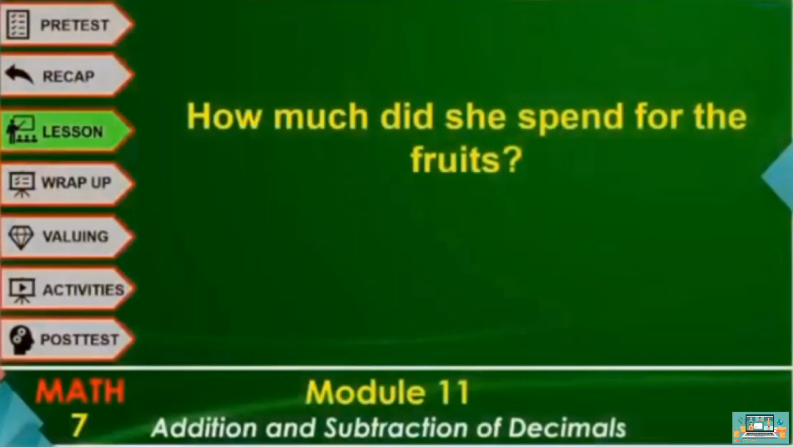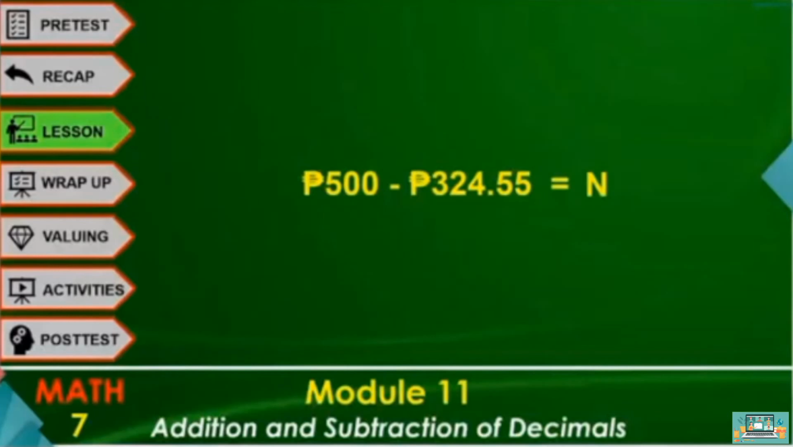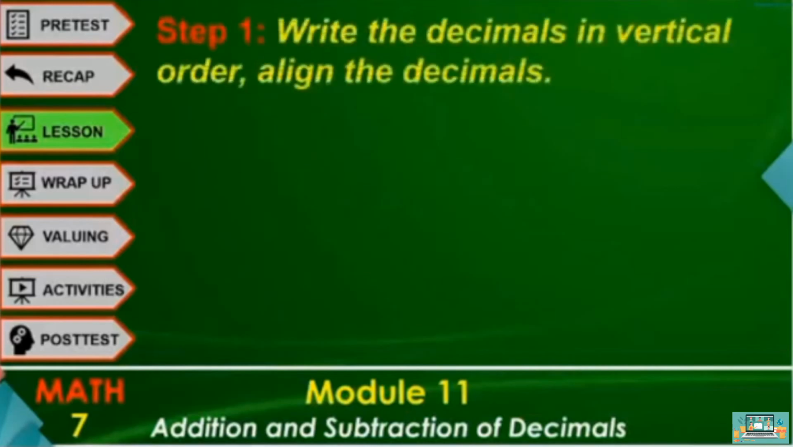How much did she spend for the fruits? Next, let's answer the second question. To solve how much is her change, the number sentence is 500 pesos minus 324 pesos and 55 centavos is equal to n. To solve, let us follow the steps in subtracting decimal numbers. Number 1. Write the decimals in vertical order. Align the decimals.